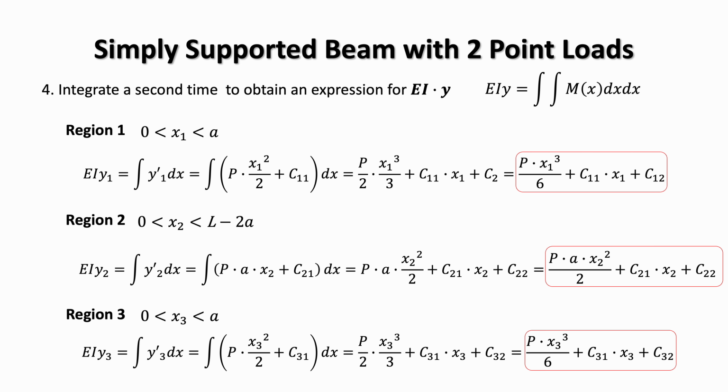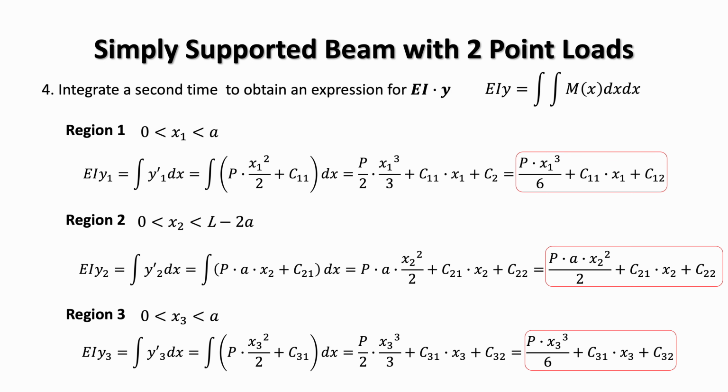We now integrate the slope expressions to obtain the deflection equations in each region. As before, the integration is carried out separately in each region using the local coordinate for that region. So in region 1, the slope expression was px1 squared over 2 plus C11, and integrating that with respect to x gives us px1 cubed over 6 plus C11 x1 plus C12.